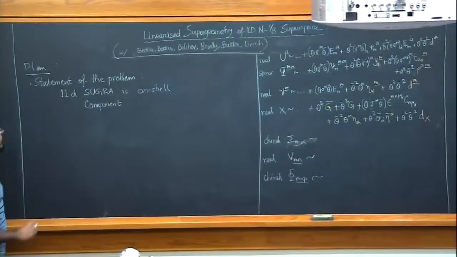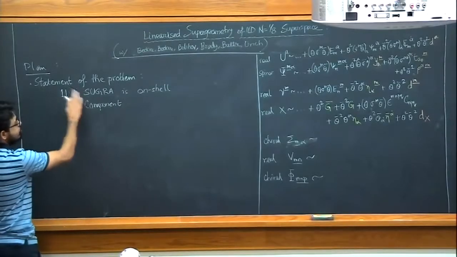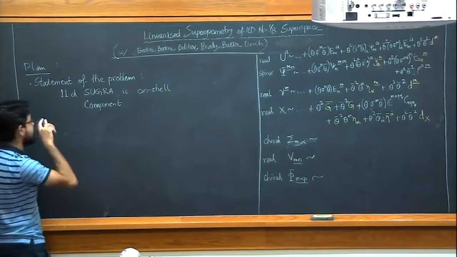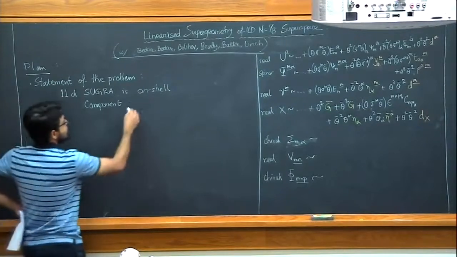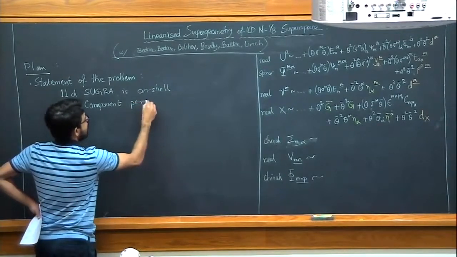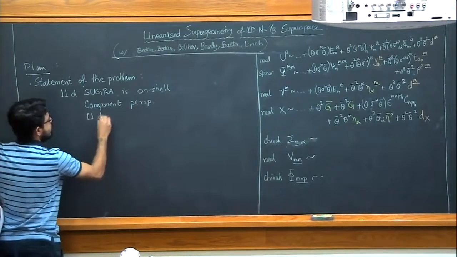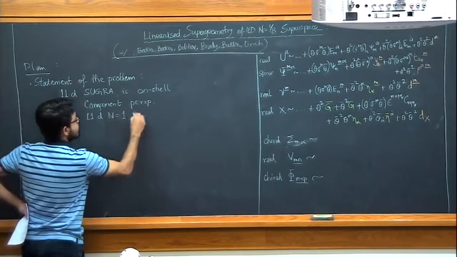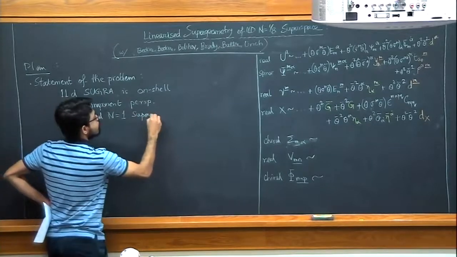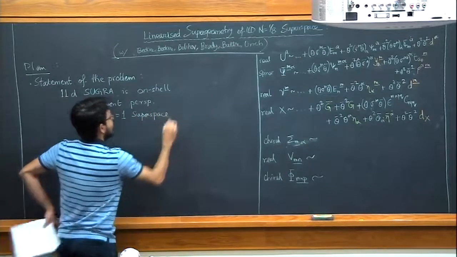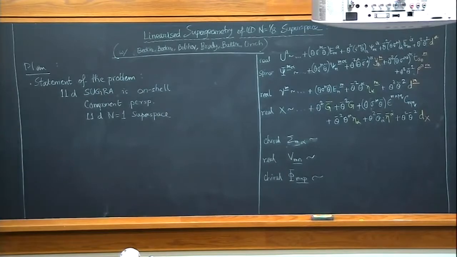All right. So this is going to be a very brief review of what 11D supergravity is. So the component perspective, and then I'll also tell you the 11D N=1 superspace formulation of 11-dimensional supergravity, and in both of these perspectives, how the equations of motion are forced on the theory will be described.